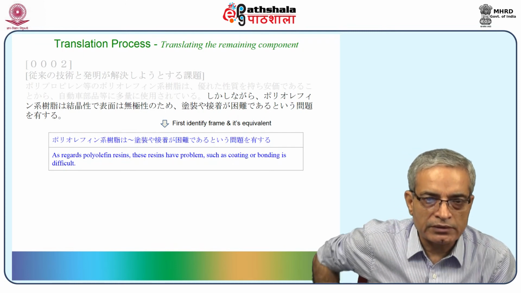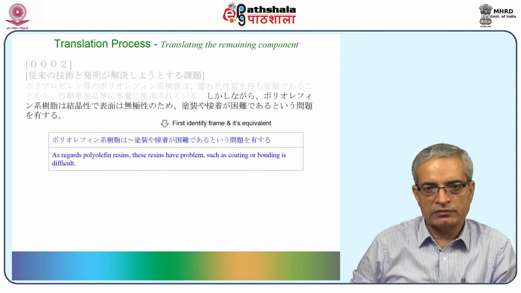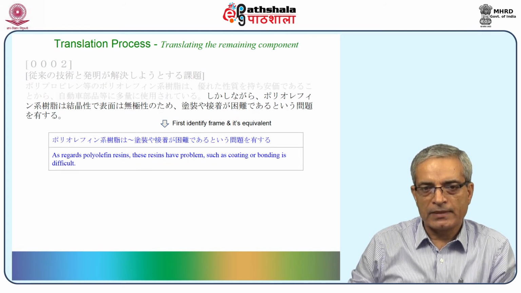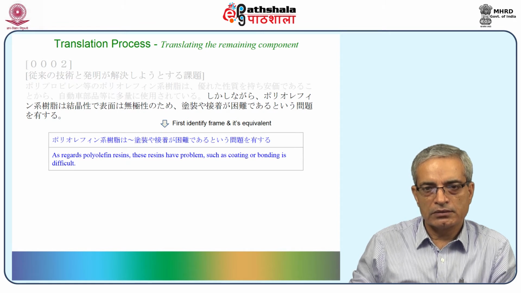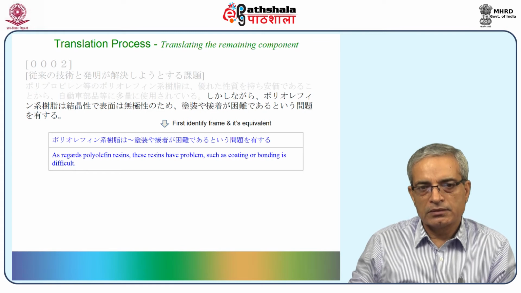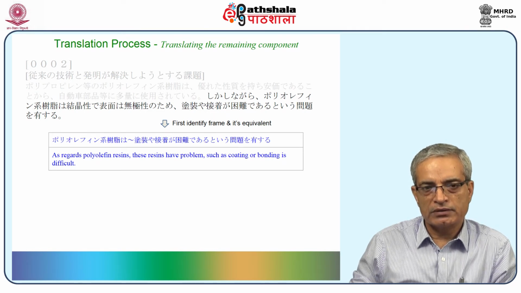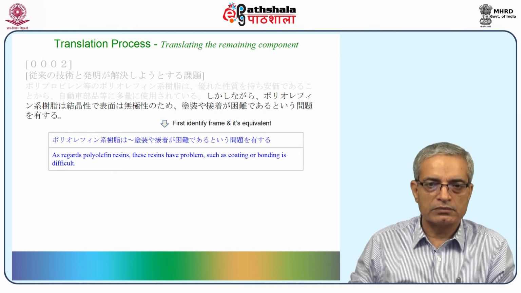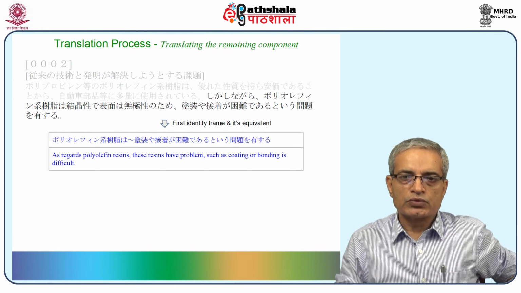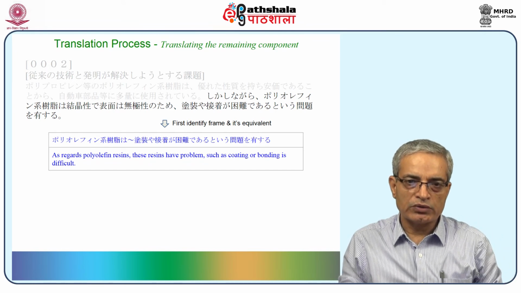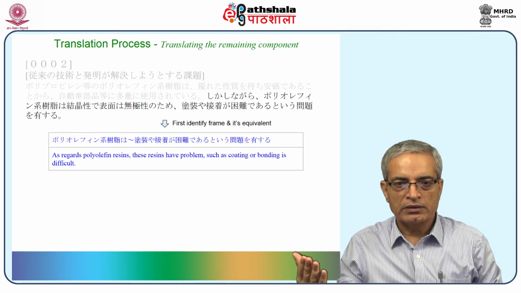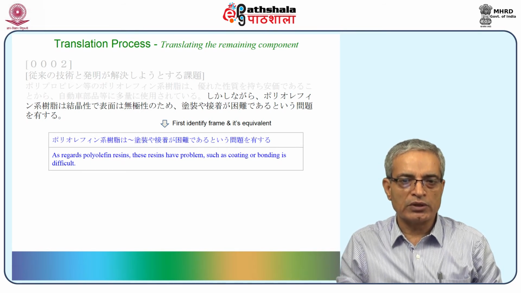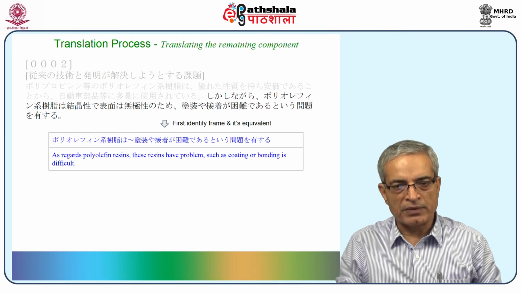Yeah, this is the second part of that second paragraph. So yes, Anu, please read out the Japanese part. Shikashi nagara. Pori orifin ke jushi wa kesho se ide yomen wa mukyo se ne tane toso ya se chaku ga konnan de aru to yu monda yu yusuru. And kashinagara is fine, poryorifen jushi wa, for something toso ya sechaku ga konnan de aru to yu monda yusuru. So as regards polyolefin resins, these resins have problems such as coating or bonding is difficult.